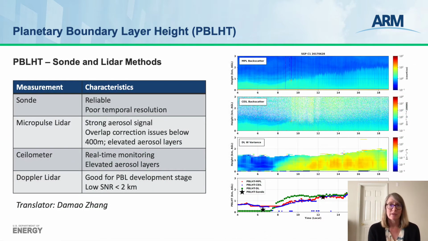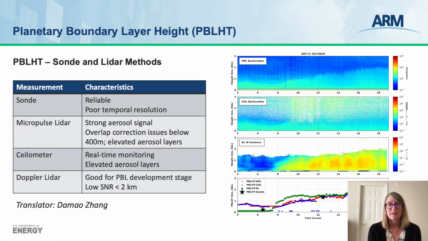At ARM's main observatories, there are additional profiling capabilities deployed, including radiosondes, micropulse lidars, and ceilometers. These measurements are used to derive the planetary boundary layer height, or PBL height, which is a key parameter for boundary layer studies and can be directly influenced by the topography, surface properties, and radiative forcing.